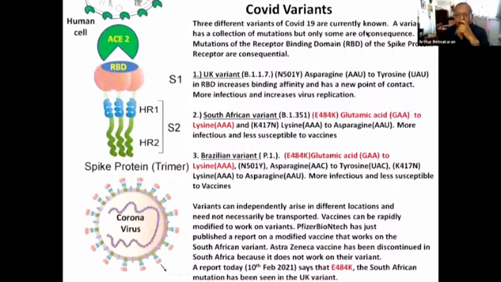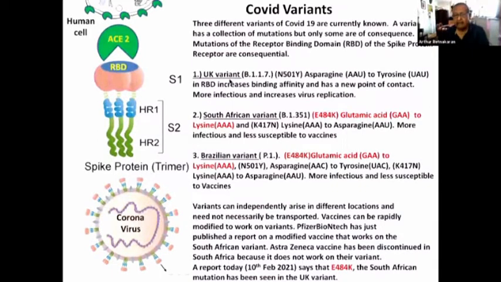Currently, there are 3 types of variants that are known. The UK variant. Now, if you look at this thing, you have the spike protein from the coronavirus. This is the genome of the coronavirus. The spike protein, it's a trimer, 3 proteins. And then this is the receptor binding domain. It attaches to the ACE2 receptor and gets into the human cell. Now, all the variants, they are happening at the RBD, or receptor binding domain.